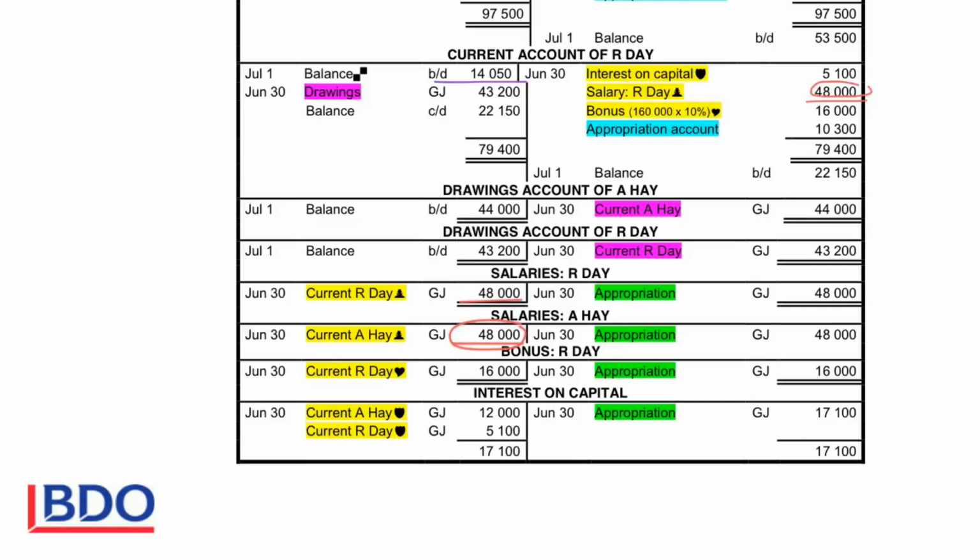We first have to do adjustments before we can do closing transfers and close the accounts off to the appropriation account. So my first adjustment is to create an expense for salaries and to record it on the credit side of the current accounts to show that we owe the money to the partners.